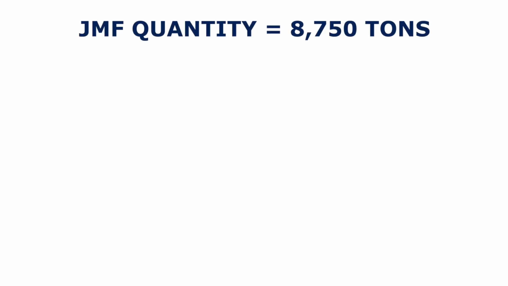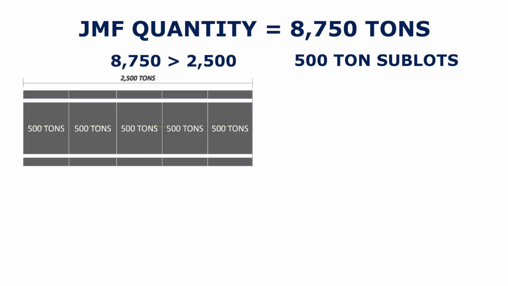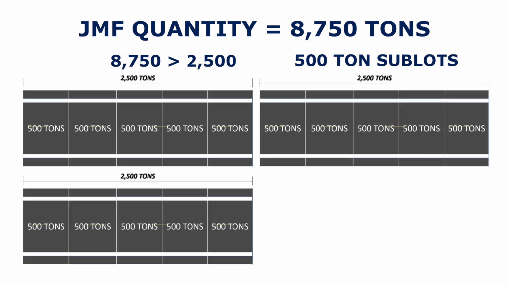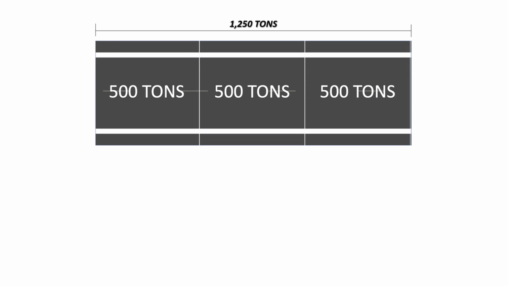A JMF on a project has a total quantity of 8,750 tons. Since 8,750 tons is greater than a standard lot size of 2,500 tons, a 500-ton sublot size is established. In this scenario, there would be 3 standard lot sizes of 2,500 tons. However, what should be done with the remaining 1,250 tons? Remember, a 500-ton sublot size has already been established. Therefore, there may be up to a maximum of 3 additional sublots based on this remaining quantity of 1,250 tons.